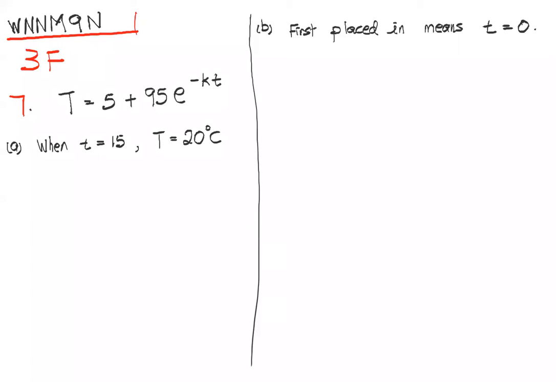Okay, allow me to do some explanation and teach you how to make use of your graphic calculator efficiently to get whatever answer that you need. Okay, now, the first part, you want to find the value of K, you have to make full use of the information given. That is, you substitute your temperature as 20 equal to 5 plus 95 e to the power of negative K times 15.